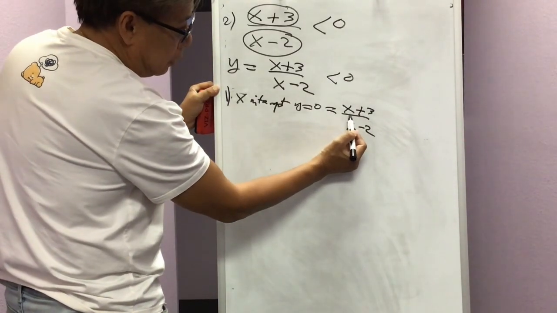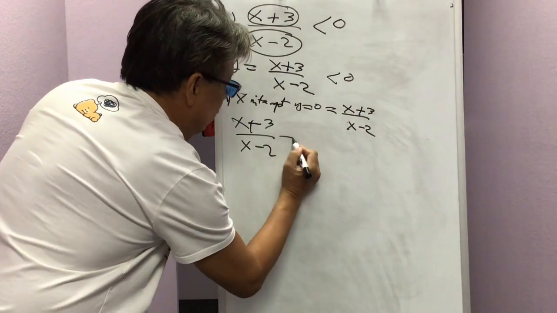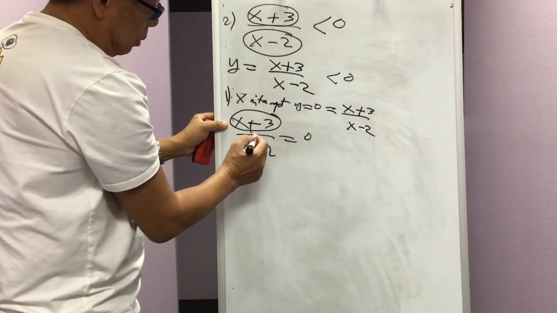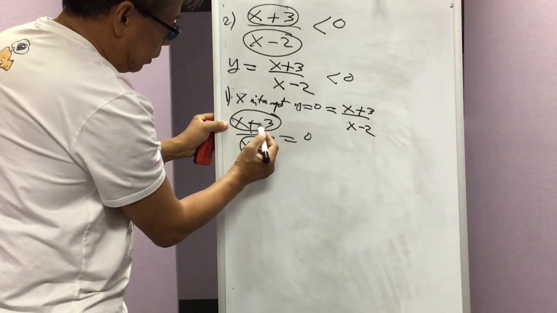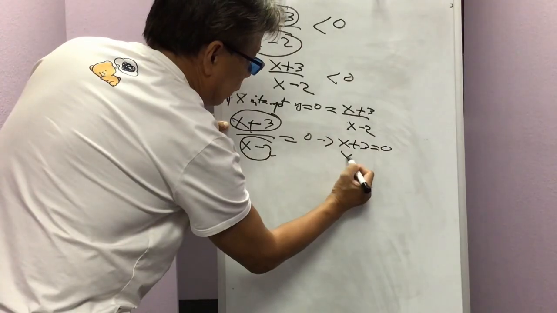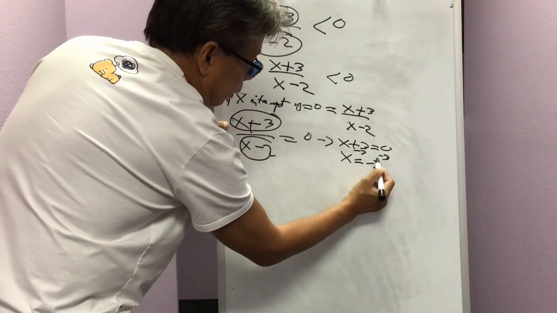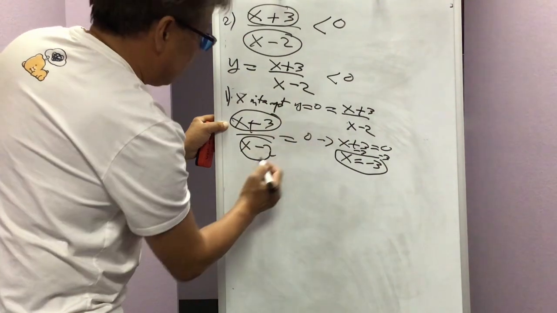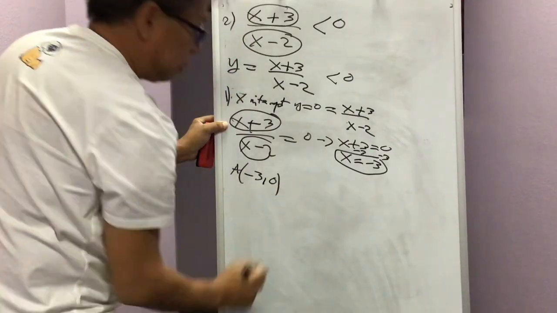So this one is a quotient. So you have x plus 3 over x minus 2 equal 0. That means the top equals 0. So x plus 3 equals 0. Subtract 3 from both sides, x equals negative 3. So when y equals 0 at the x-intercept, you have the first point, x equals minus 3 and y equals 0.